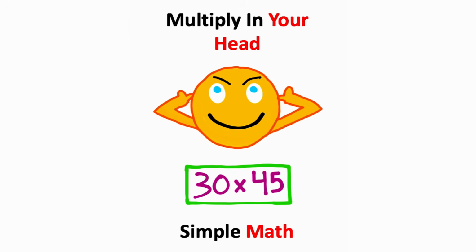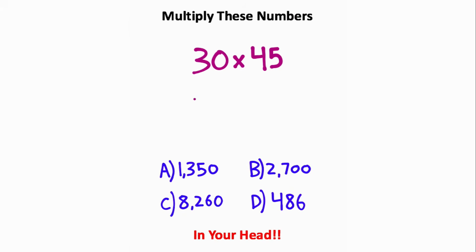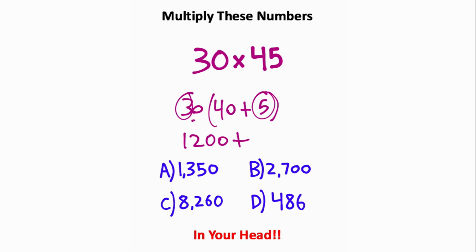This is the common strategy I see people use when multiplying numbers in their head. They'll take one number and keep it the same, and then they'll split the other number into two numbers that are easy to multiply. 3 times 4 is 12, but then we need to add two zeros. 3 times 5 is 15, and then you add a zero to that.